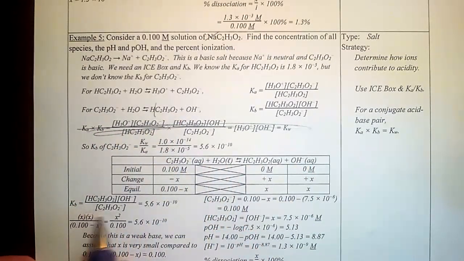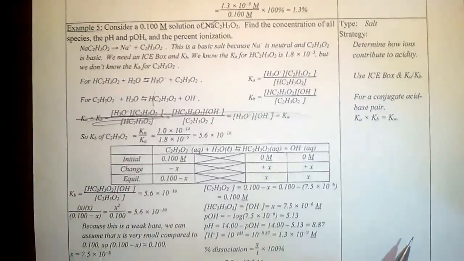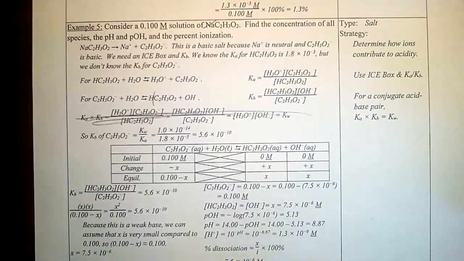After that, it's basically a repeat of 3 and 4 with a weak acid or base, in this case a weak base. And again, we can disregard the X because it's too small to matter, the minus X.